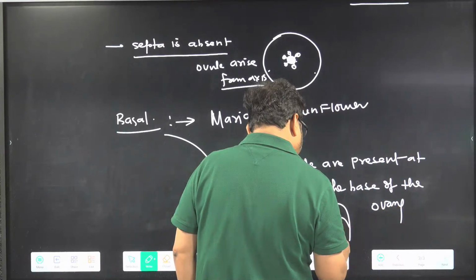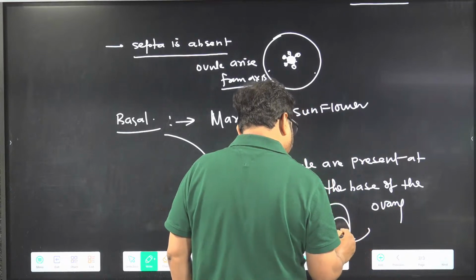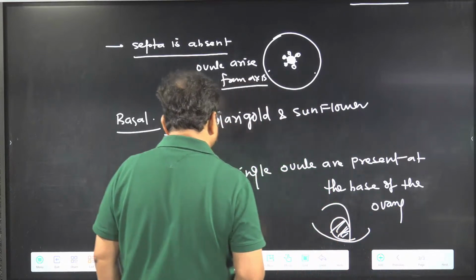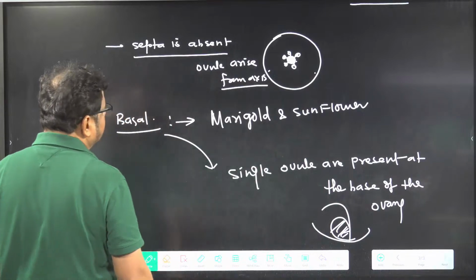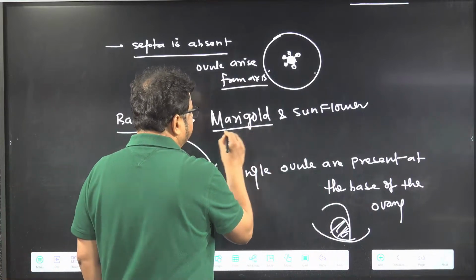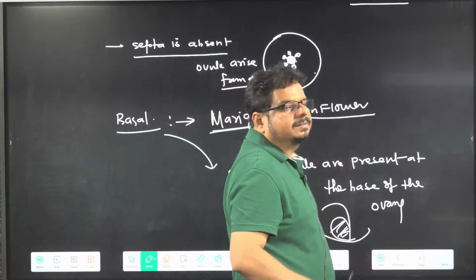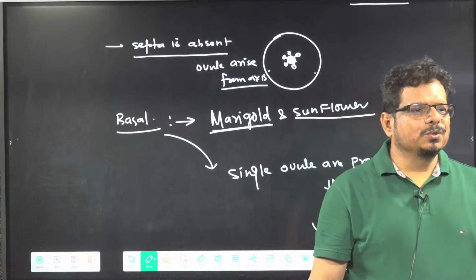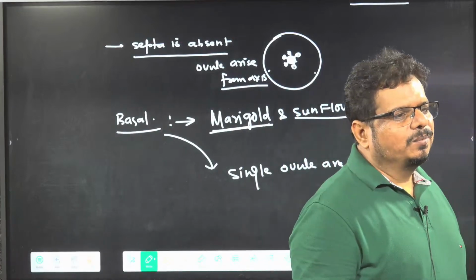Single ovules present at the base of the ovary. This is which kind of placentation? Basal placentation. Example is marigold and sunflower. Placentation over.